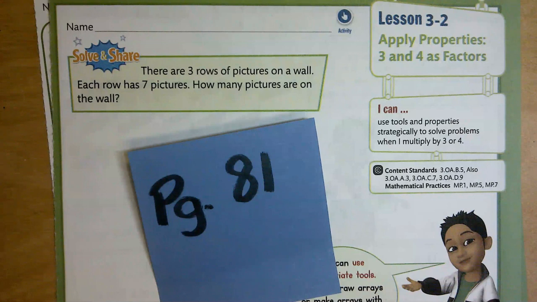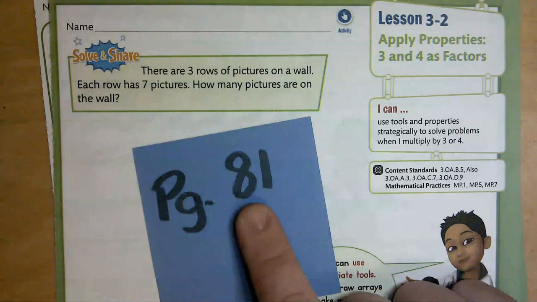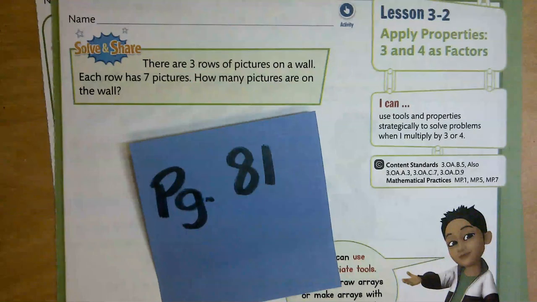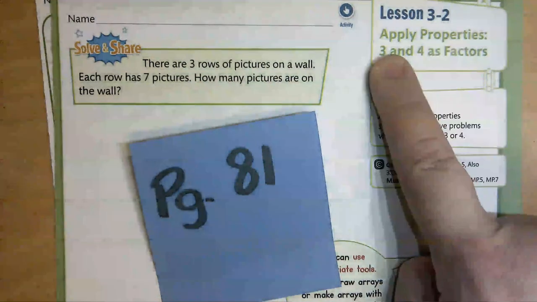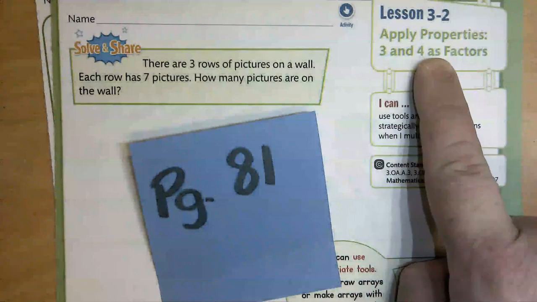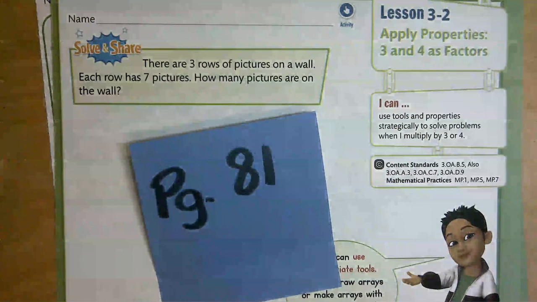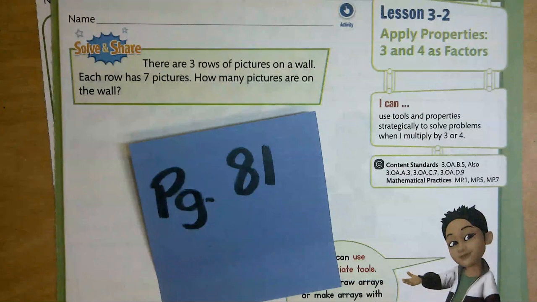Campbell. We are going to be starting today in your book on page 81. And our lesson for today is 3.2, which is to apply properties 3 and 4 as factors. All right, and all that means is we're going to try working with 3 and 4 and see if we can do some mental math and break that down to be able to work it.